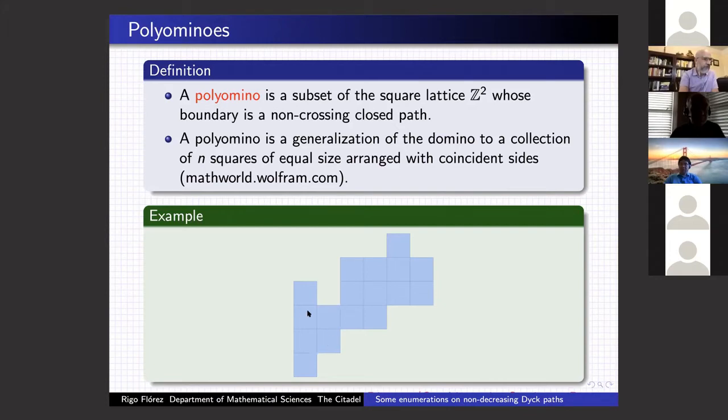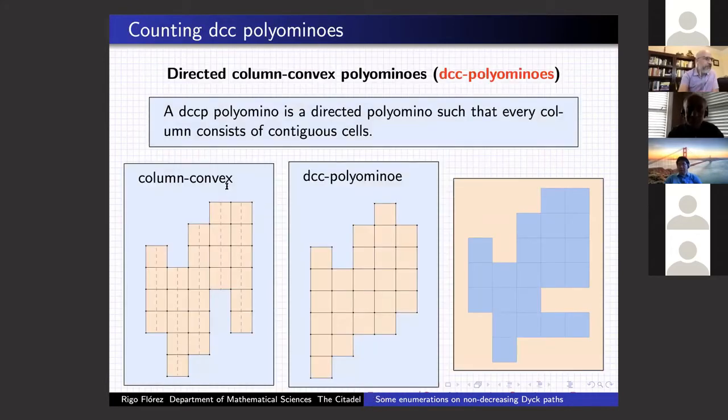Together, you put them together. But what happens? We need that when we go around, the path around this, or cycle, they don't overlap. That is the first definition of polyomino, and the other is from Mathworld. Our interest isn't the general polyomino. Our interest is special polyominoes.